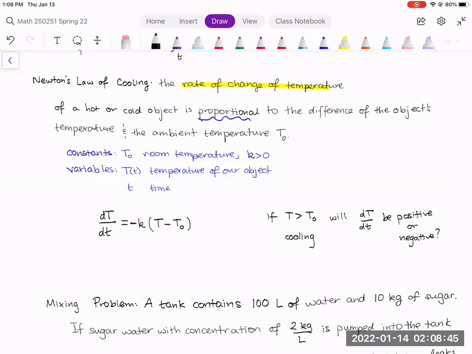Okay. Let's also think this through in terms of a cooler object, just to make sure it makes sense. So if T is less than the ambient temperature, we expect the object to increase in temperature. We're going to see heating of the object. Okay, and so what we want to make sure is that dT/dt is going to be positive.